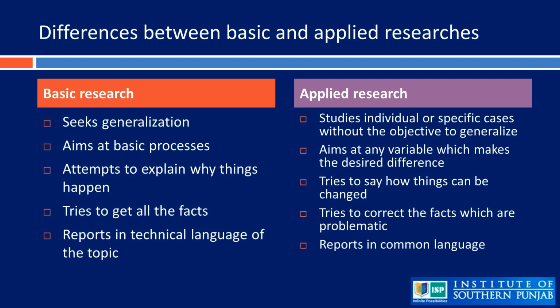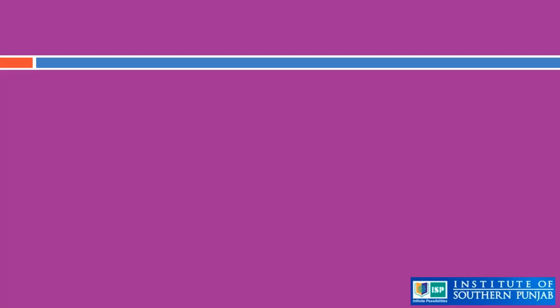Basic research seeks generalization, aims at basic processes, attempts to explain why things happen, tries to get all the facts, reports in technical language of the topic. But applied research studies individual or specific cases without the objective to generalize. Applied research aims at any variable which makes the desired differences. Applied research tries to say how things can be changed. Applied research tries to correct the facts which are problematic. Applied research reports in common language. So these are the differences between basic and applied researches.